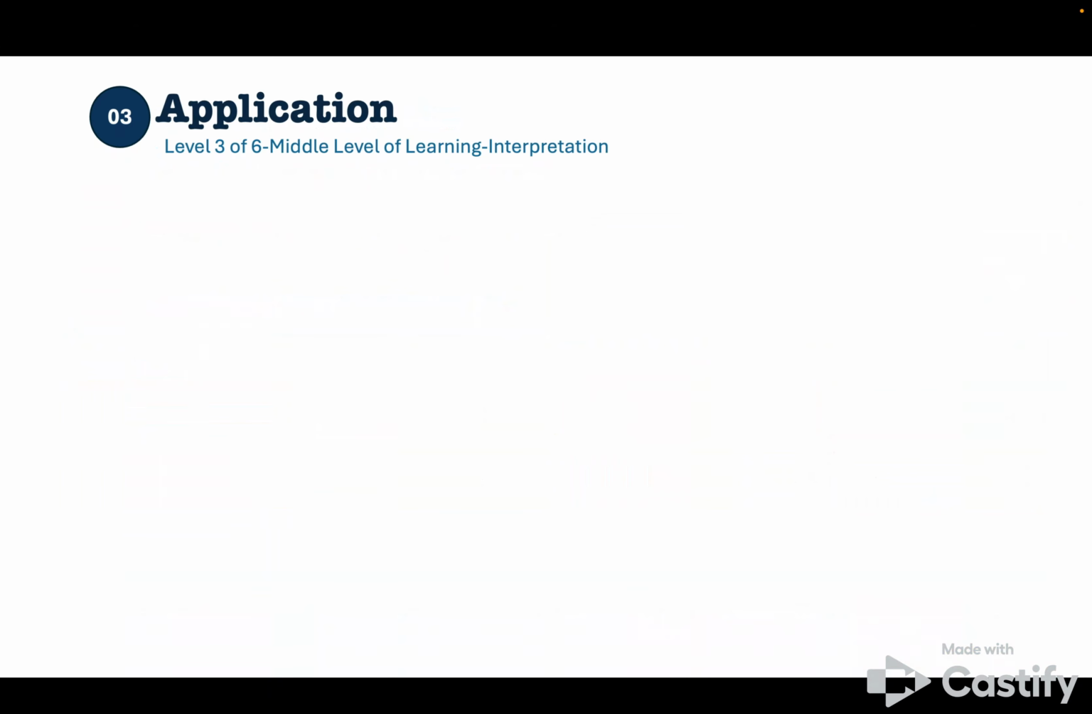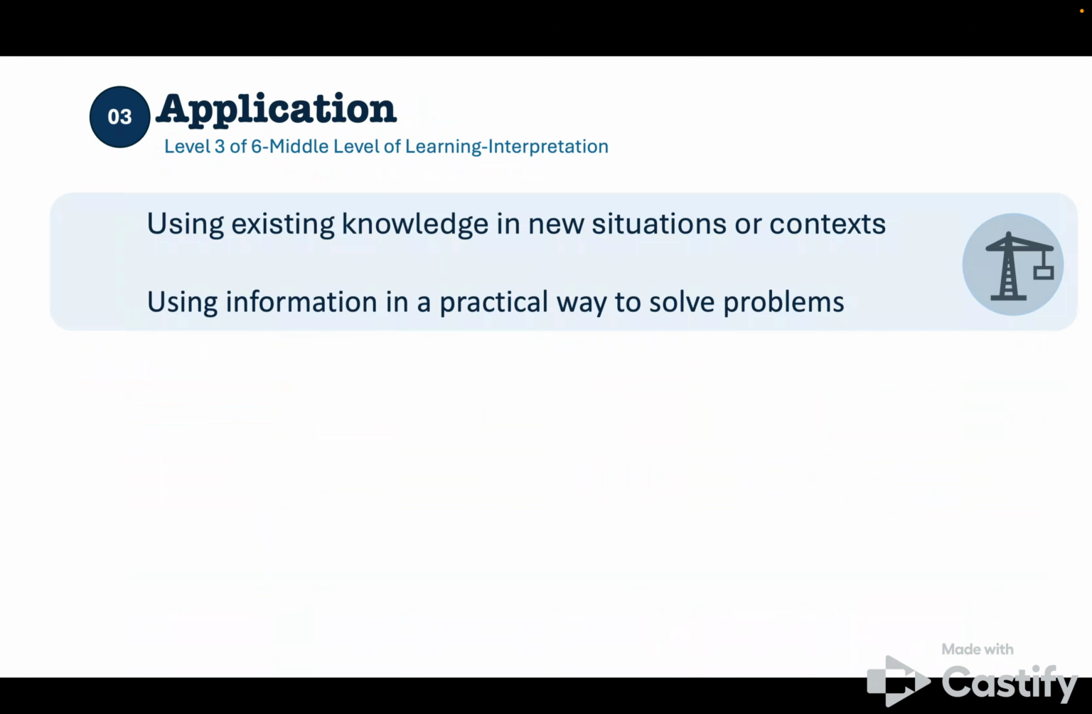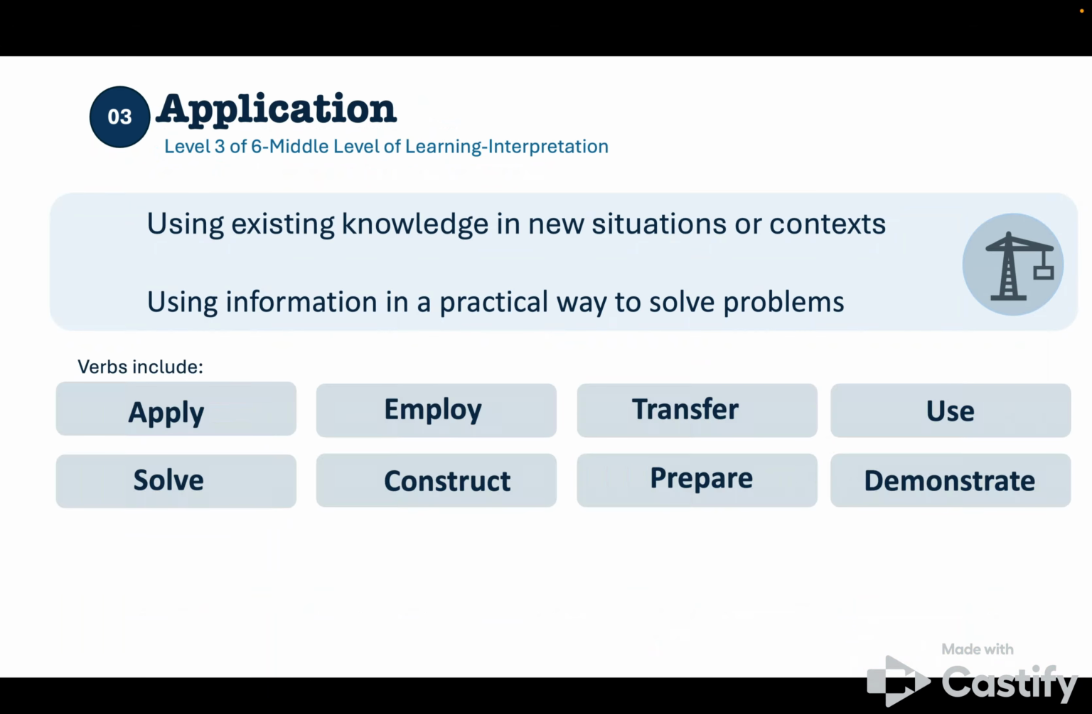Next, the third level of the taxonomy is application. This happens when students can use existing knowledge in new situations or concepts, or they can also apply rules, concepts, and procedures and use information to solve problems. The verbs include apply, employ, transfer, use, solve, construct, prepare, and demonstrate.